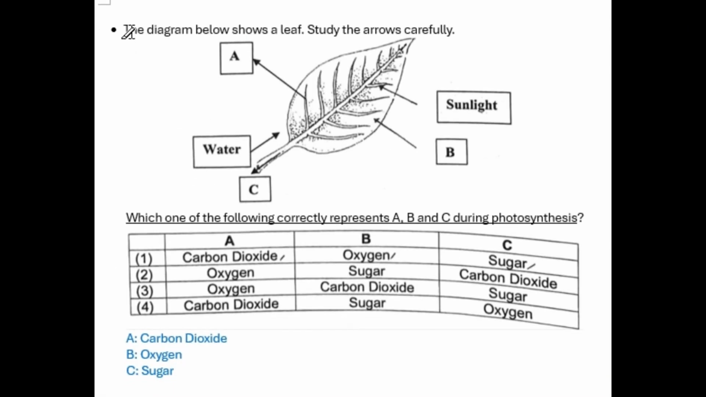The diagram below shows a leaf. Study the arrows carefully.